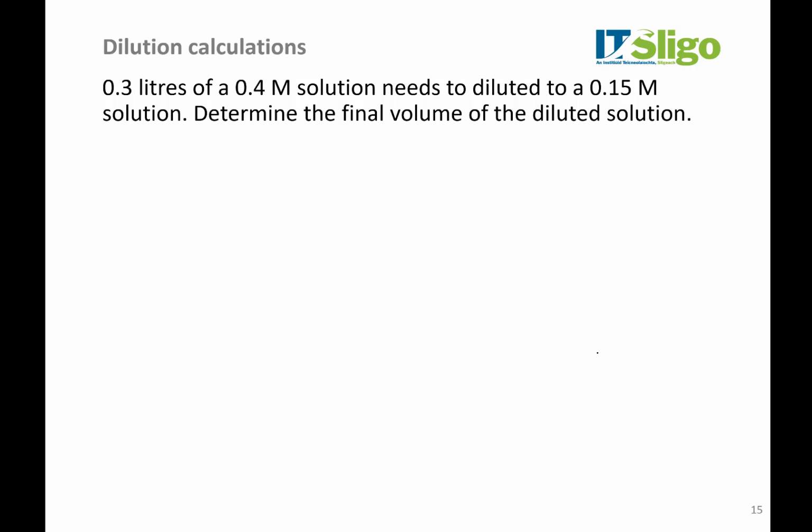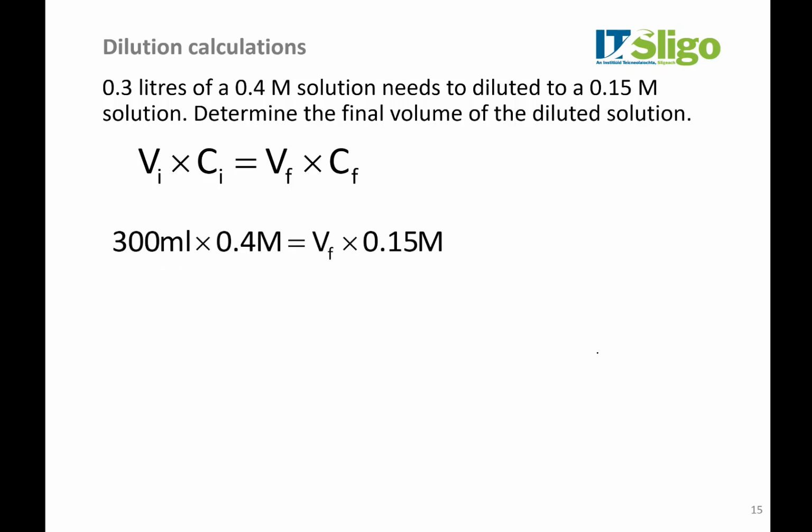Taking a look at a similar problem, again, it's just about what's my initial volume, initial concentration, final volume, final concentration. You'll be given 3 of those, and we'll be asked to find the unknown. So in this case, initial volume 300 mils. Again, bring everything to whole numbers where possible. 0.4 molar, that's our initial concentration. And it's diluted to a 0.15 molar final solution. The question is determine the final volume.